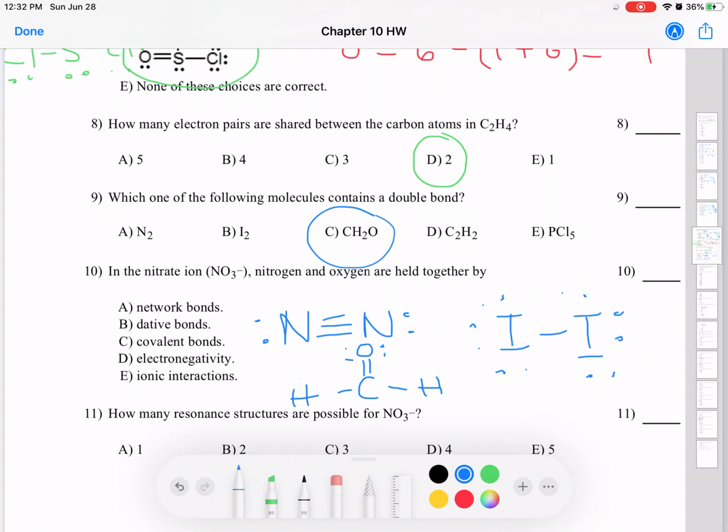And C2H2, meaning you have one carbon, another carbon, hydrogen, hydrogen. And between the two carbons, you have a triple bond. And PCl5 is phosphorus in the center, and then you have 5 chlorine bonds. They all are going to be single bonds, so there are no double bonds. So the correct answer is CH2O.